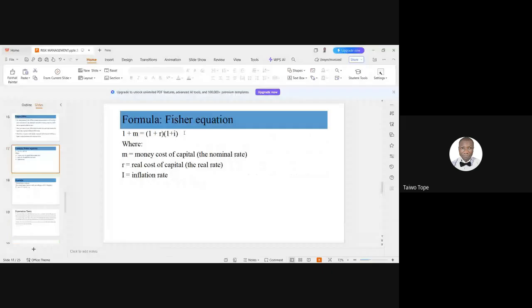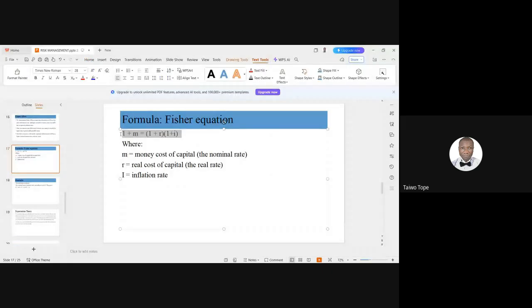This formula, do you know this formula? This one here. I can remember. So the formulas are becoming too much. This formula, yes, real money and nominal money, cost of capital. Yes, so we solve this.